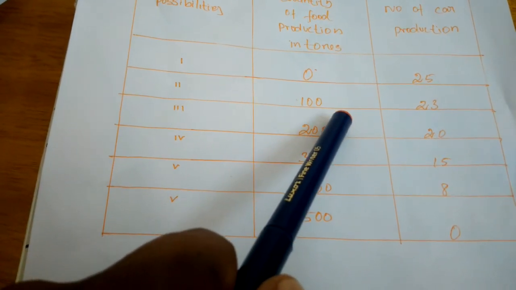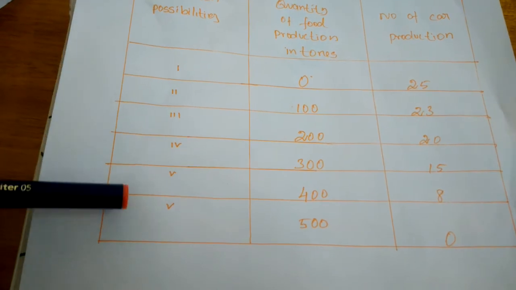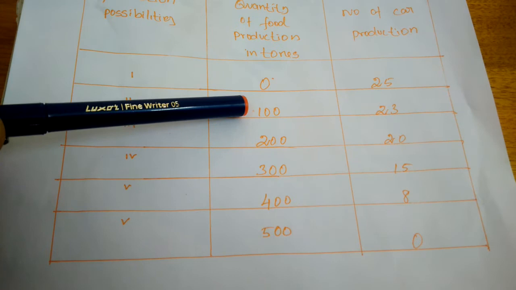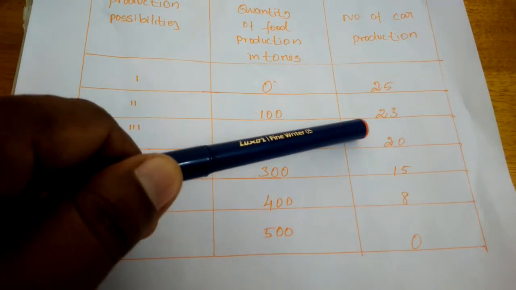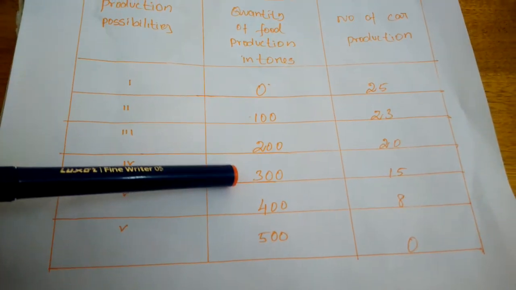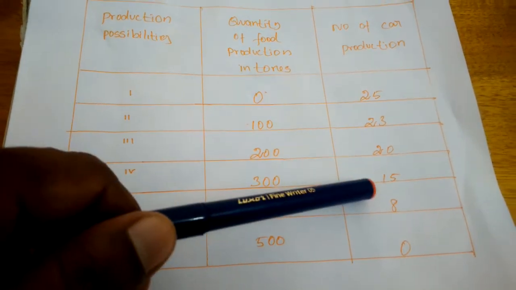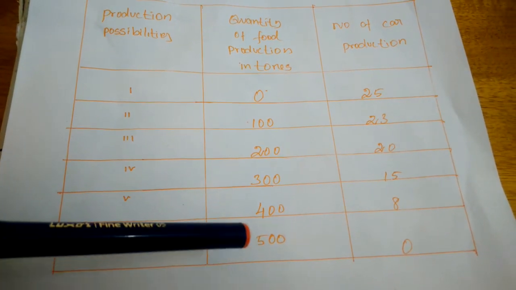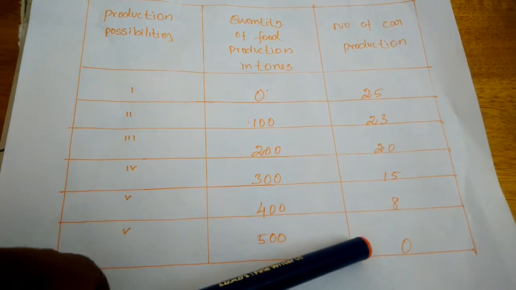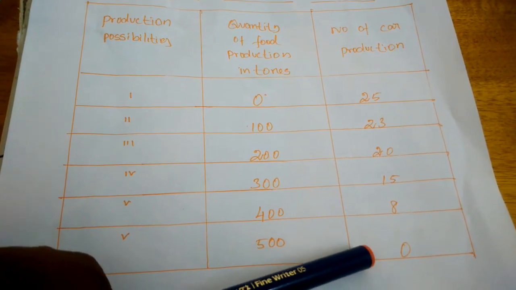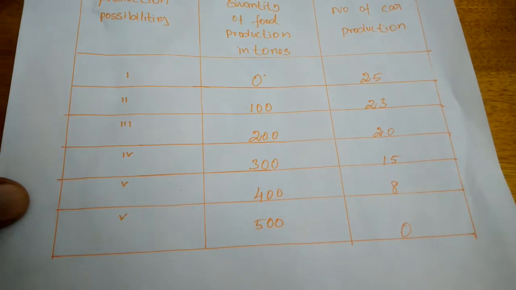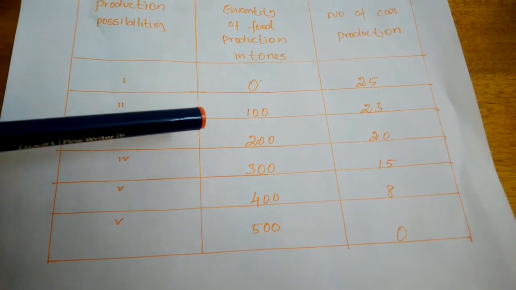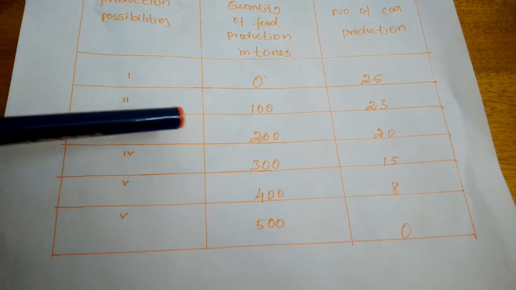Like that, there are 5 to 6 possibilities. We can produce 100 tons of food with 23 cars, or 300 tons of food with 50 cars, or we can produce only food without producing any cars. So we have 6 possibilities, and we can choose any one of them on the basis of our economy.